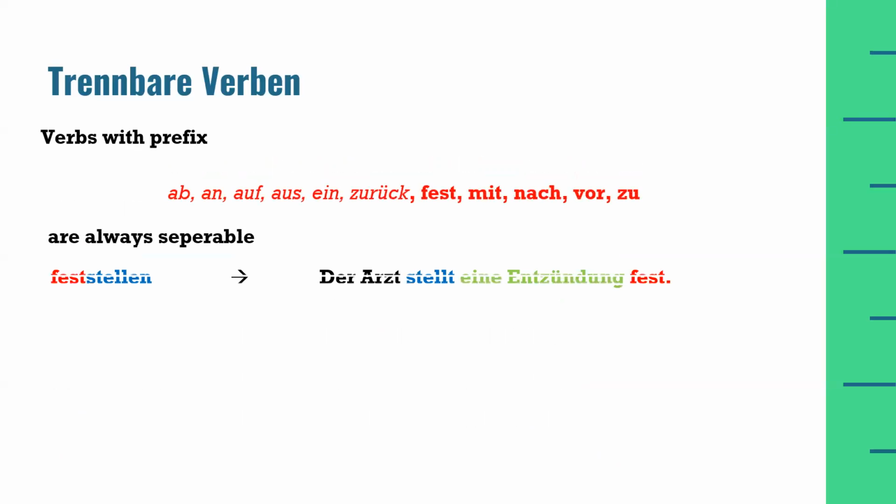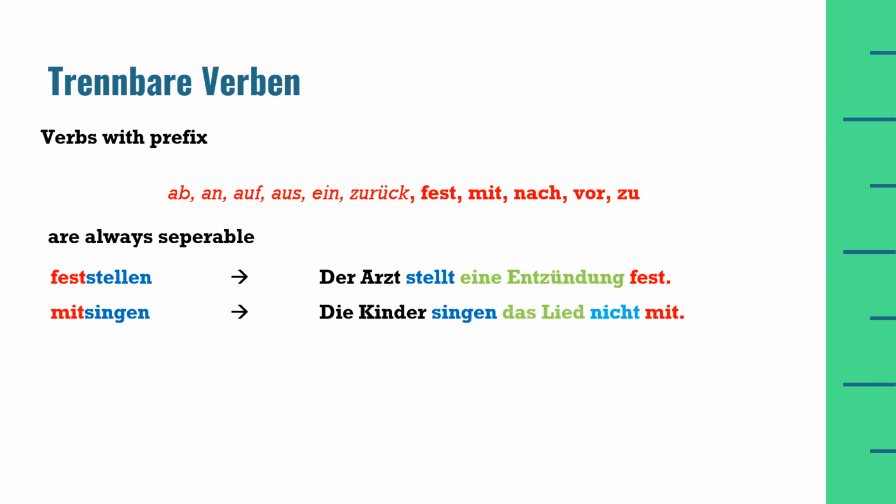Again, we look at the next prefix, feststellen. Feststellen means to notice something. Der Arzt stellt eine Entzündung fest. The doctor notices an inflammation. So here again, stellen is conjugated according to the subject der Arzt, so it becomes stellt, and fest is the prefix, so it goes to the last position of the sentence.